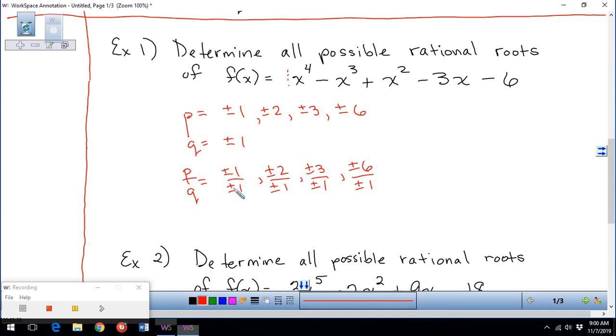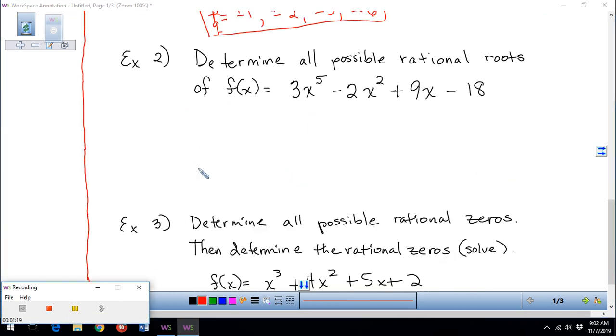If it's positive or negative and you're dividing by a positive or negative, they basically cancel each other out, so we end up with positive or negative 1, positive or negative 2, positive or negative 3, positive or negative 6. So we have a total of 8 possible rational roots that we could try that would possibly work in this equation. Go ahead and pause, finish copying this example, and we'll move on to example 2.